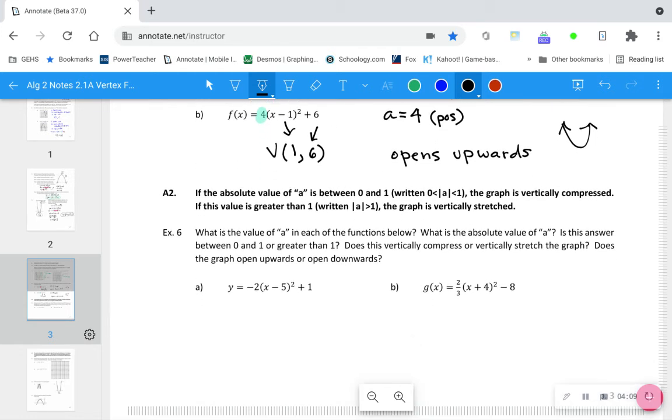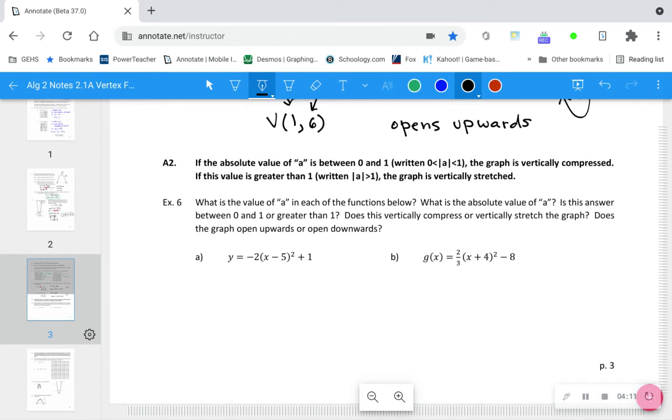Okay, the next thing that A tells us, and A tells us quite a bit: if the absolute value of A is any number between 0 and 1, and we would write that like this, then the graph is vertically compressed. If the absolute value of A is greater than 1, and this is how you would write it, it's vertically stretched. So we have a laundry list of things we're supposed to do on this one.